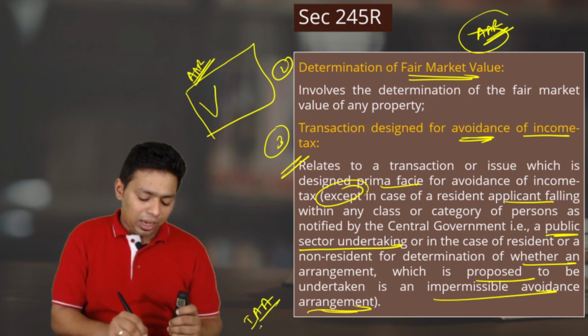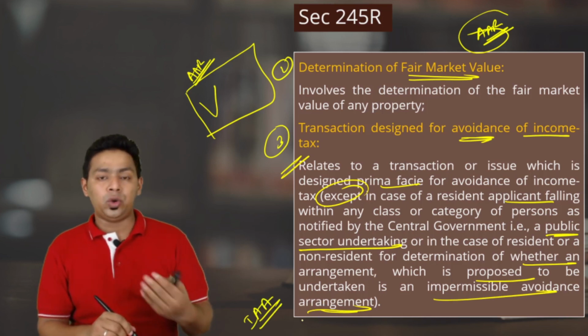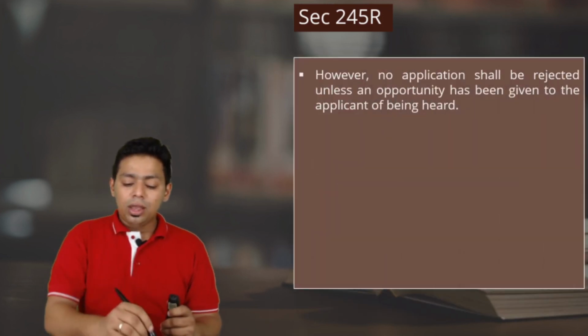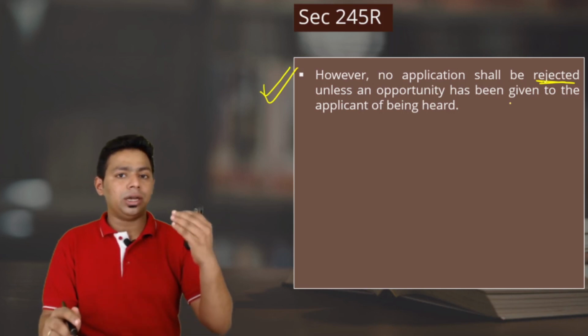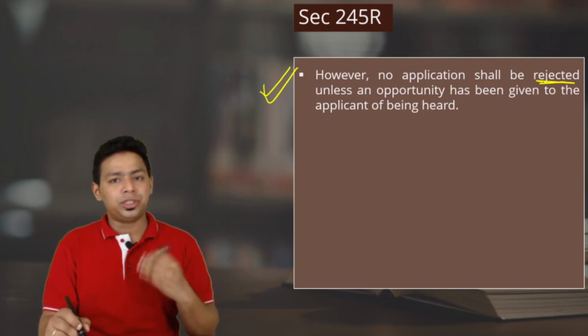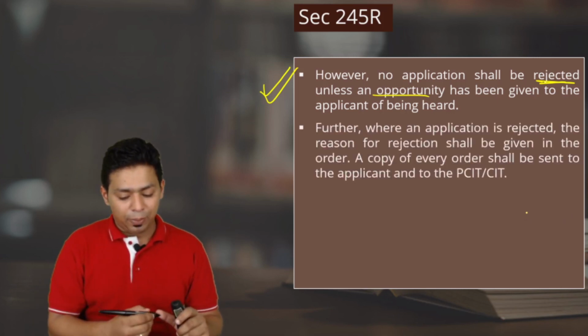Whether it is IAA, that question you can definitely ask, because that is something you don't want to fall into. You don't want to pay penalties of GAR. It's very heavy penalties. However, no application shall be rejected unless an opportunity of being heard is given to the applicant. Obviously, you know that rejection means the assessee will agree to it. So before rejecting, you have to give him a reasonable opportunity of being heard.